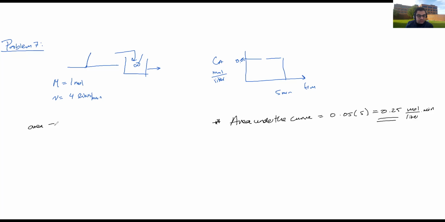I'm not sure if you took this in controls, but the area under this signal, the equation you use is M over V, right? Just the absolute value divided by the overall flow rate. And this will be 1 mole divided by 4 liters per minute, and this will be 0.25 moles per liter per minute. This is sort of like a supplement to the lecture, and this is how you approach these types of problems when checking your tracer.